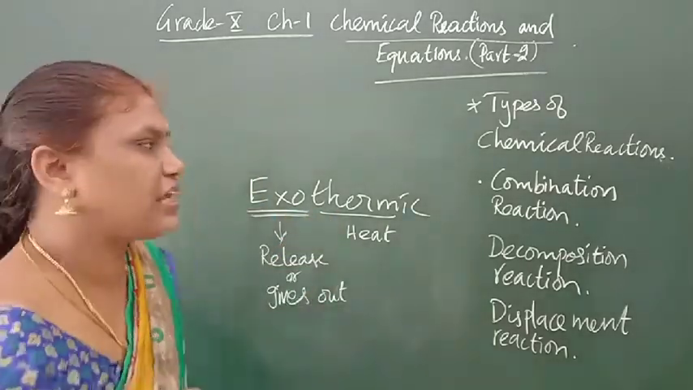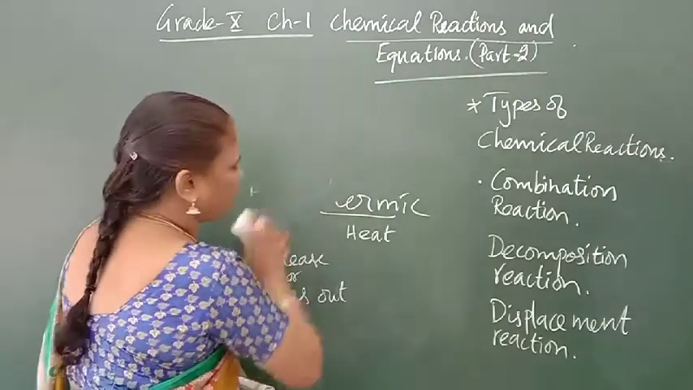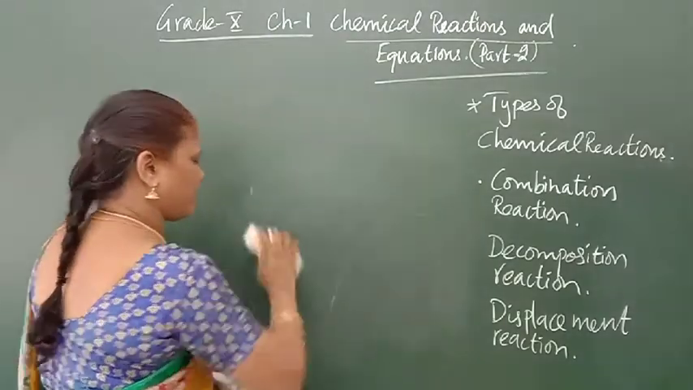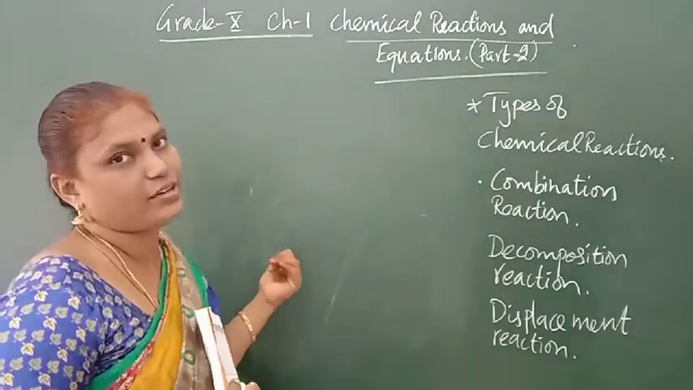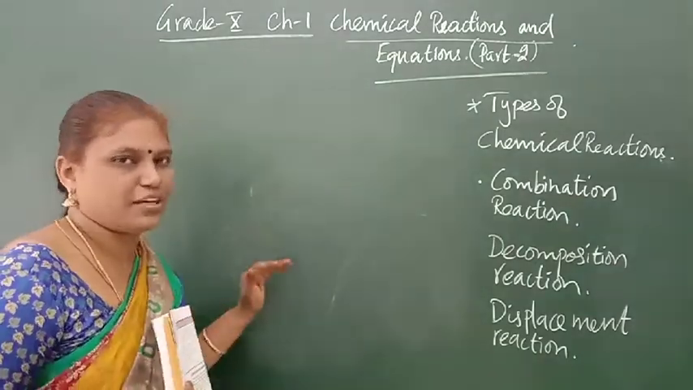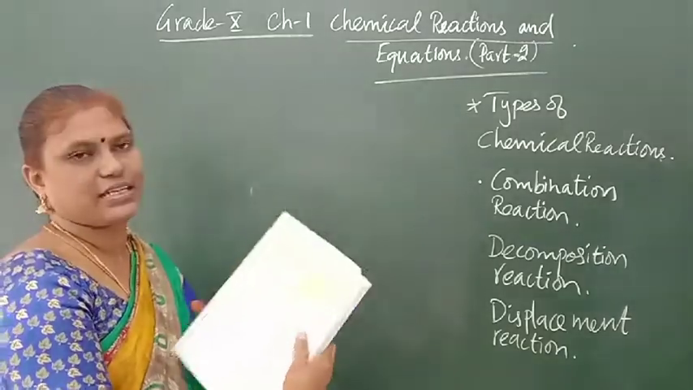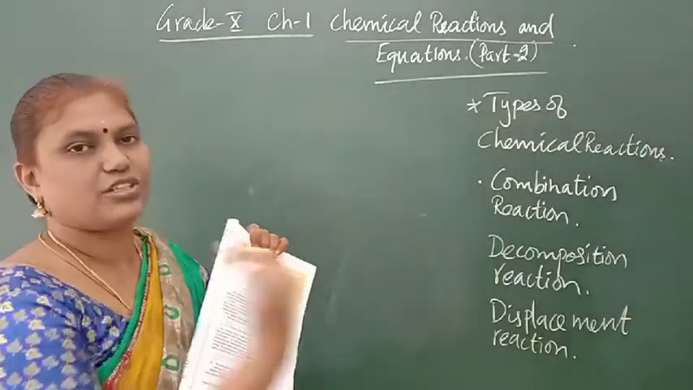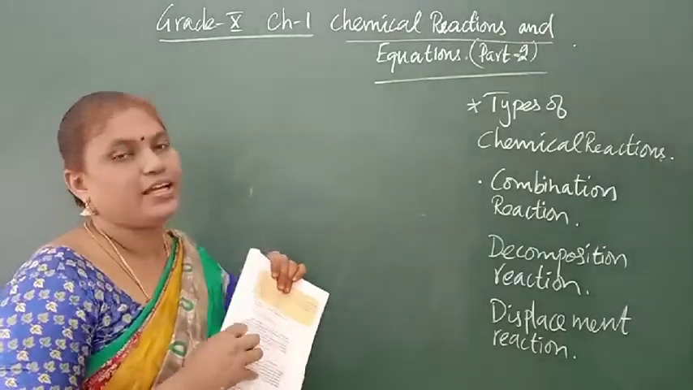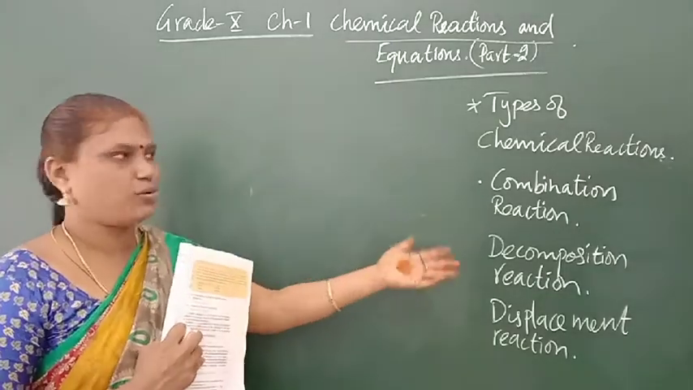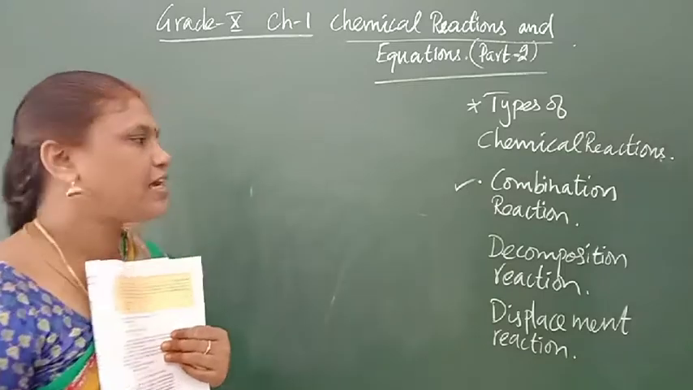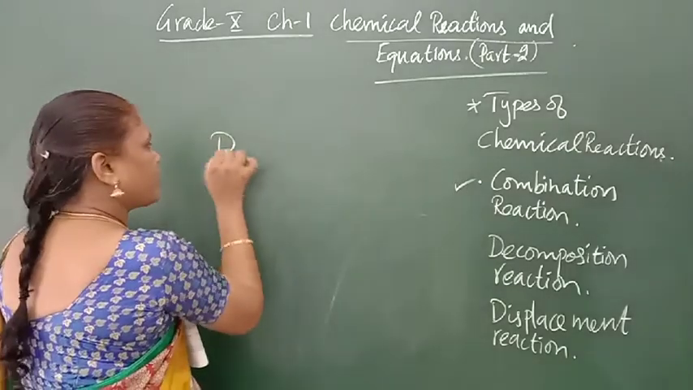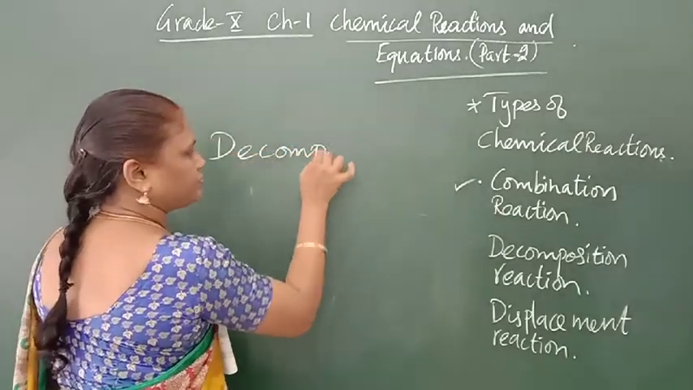Most of the combination reactions are exothermic. There may be some exceptions always. So what is quicklime? Calcium oxide. When it reacts with water, it gives calcium hydroxide. It is exothermic. It gives out heat energy. If the heat energy is given out, then it is exothermic. So we have seen combination and exothermic reactions. Now we are going to see decomposition reactions.